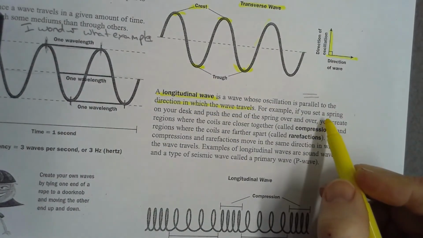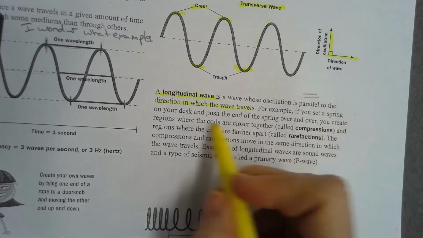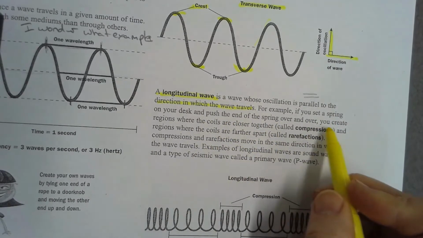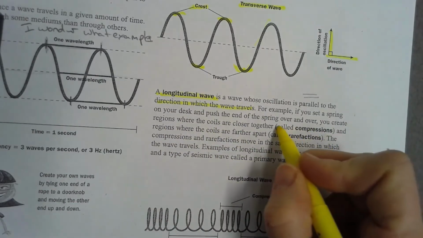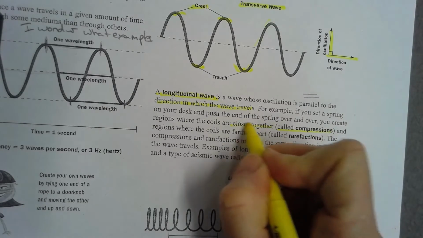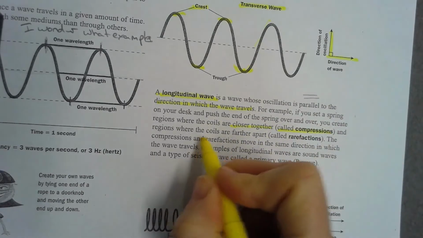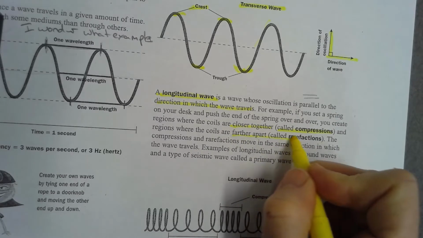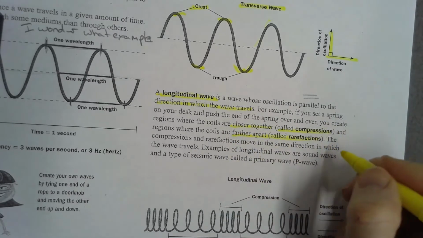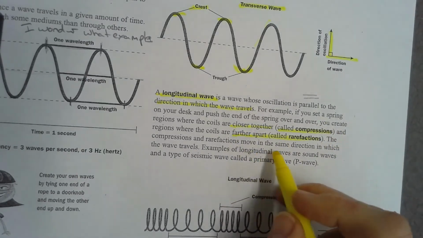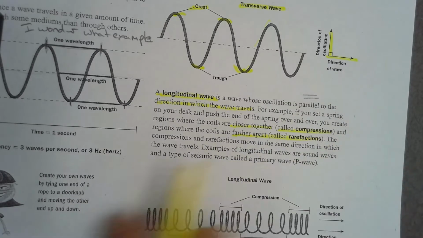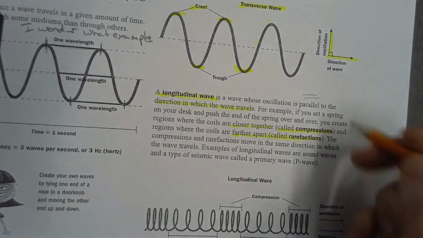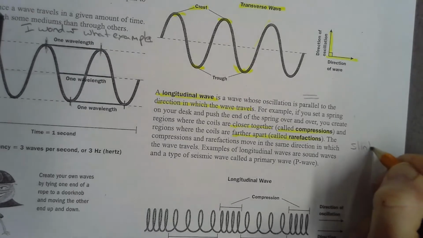For example, if you set a spring on your desk and push the end of the spring over and over, you create regions where the coils are close together, called compressions. So close together means compressions, and regions where the coils are far apart are called rarefactions. The compressions and rarefactions move in the same direction in which the wave travels. So I think of like a slinky that's being moved across. I'm going to write like a slinky, question mark.